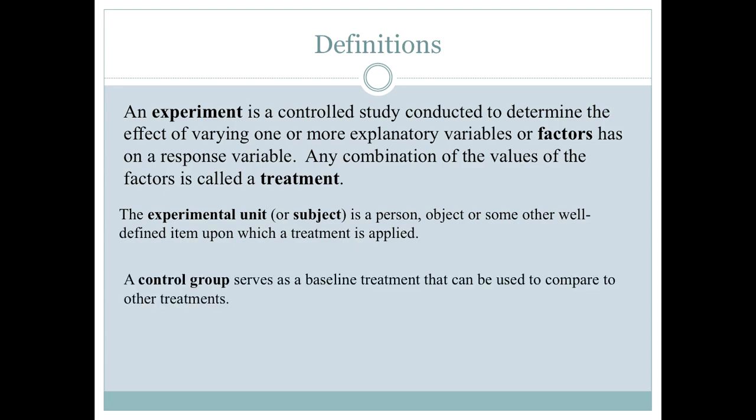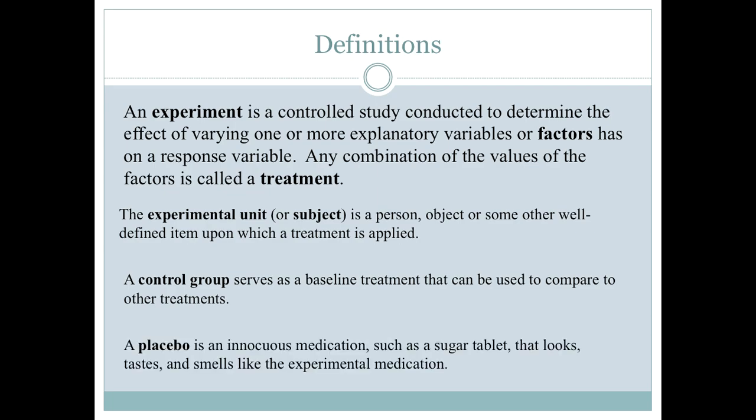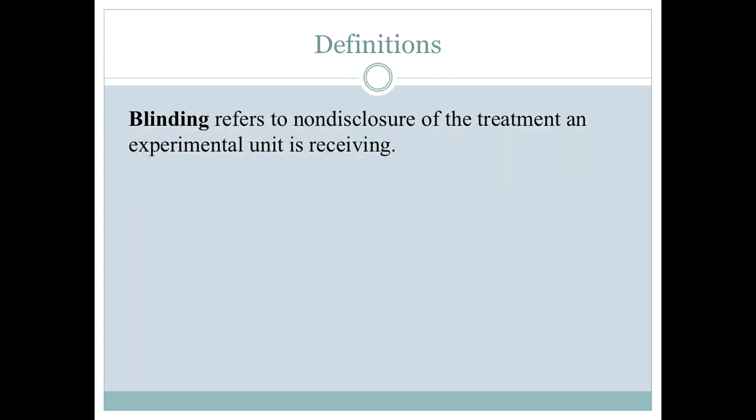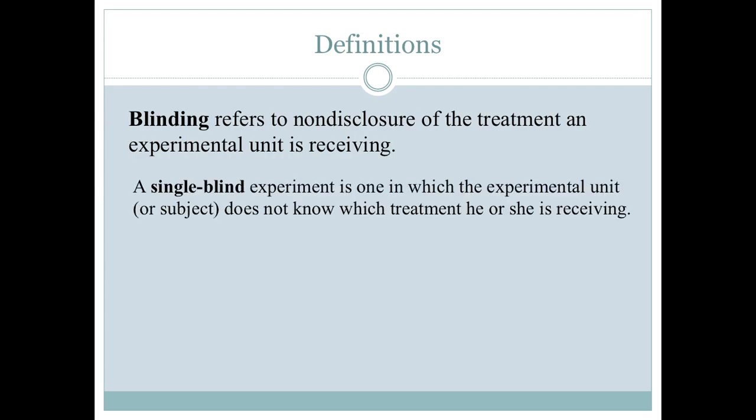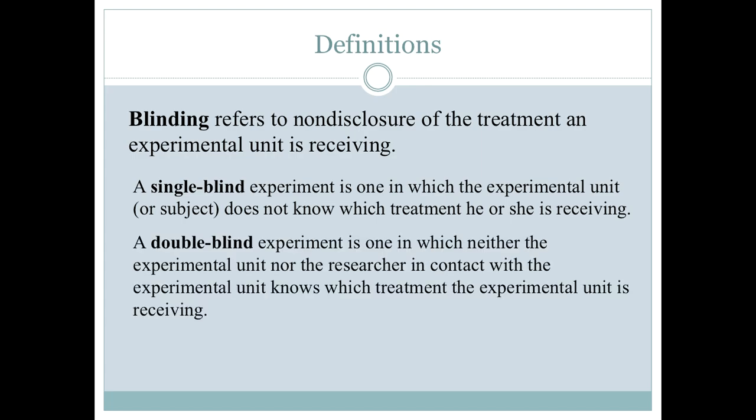A control group is a baseline treatment that can be used to compare to other treatments. And a placebo is some kind of innocuous medication, like a sugar tablet. Basically, it looks, tastes, smells like an experimental medication, but it's really just a sugar tablet. It doesn't really do anything. Now, blinding refers to non-disclosure of the treatment an experimental unit is receiving. So a single-blind experiment would be one where the subject doesn't know which treatment he or she is receiving. And then a double-blind experiment, which is ideal if possible, would be one where neither the subject nor the researcher in contact with the subject knows which treatment the experimental unit is receiving.